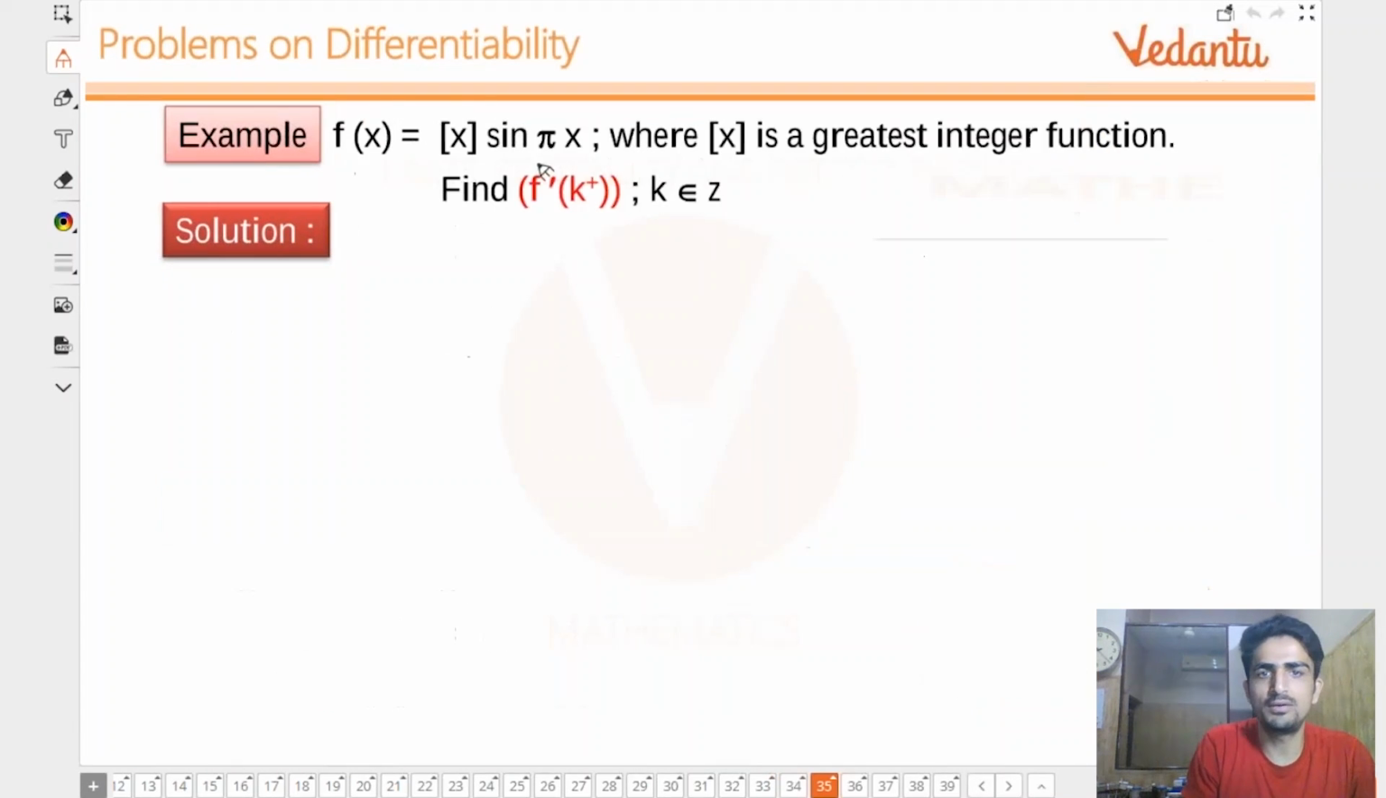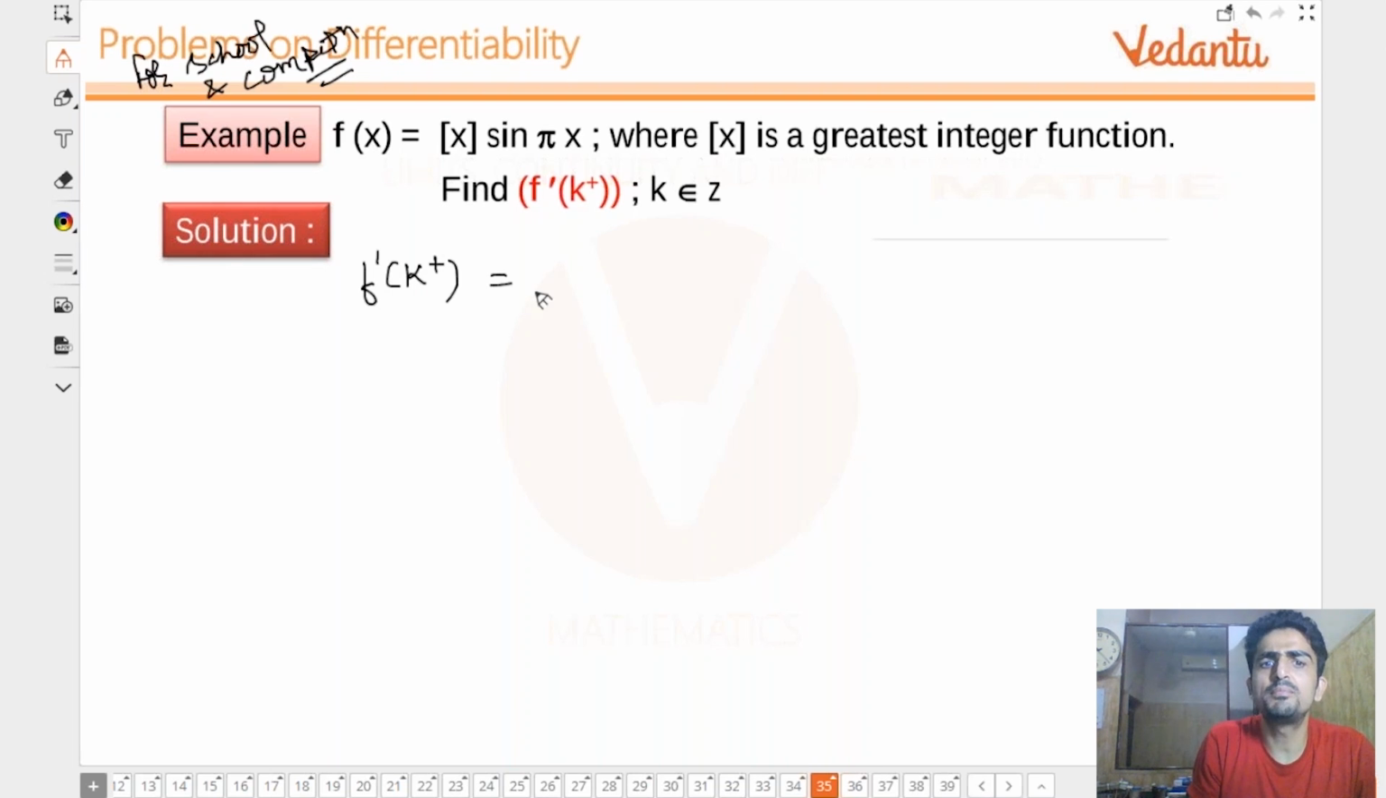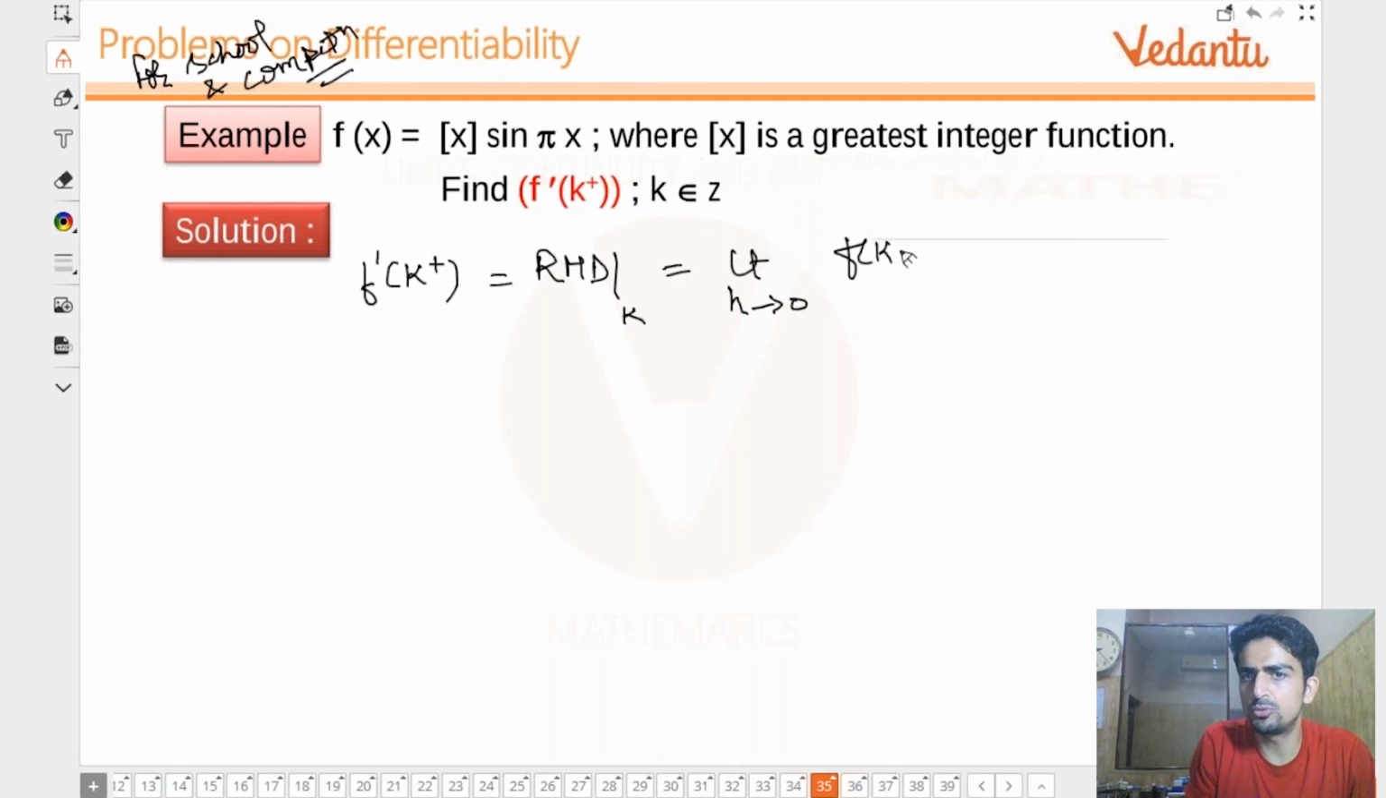Guys, now this is a kind of subjective question, important for school also. I mean, it is given in some of the subjective books. We have to find f dash k positive. By the way, it means derivative to the right of k. So it is short form for this. Right hand derivative at k we in short write f dash k positive. So the question seems to be easy. It is a simple definition based question.